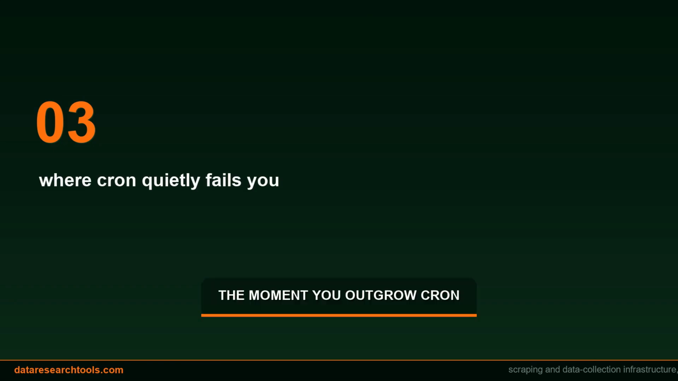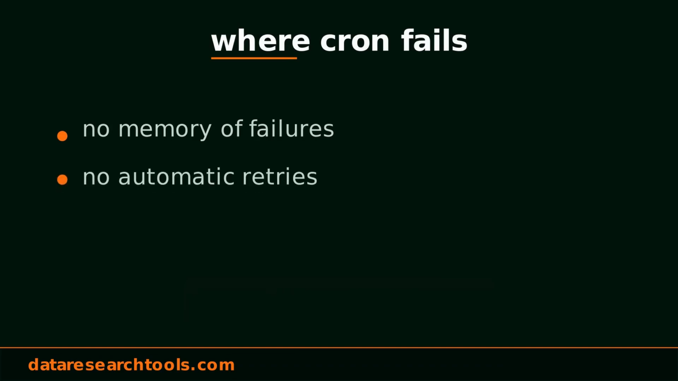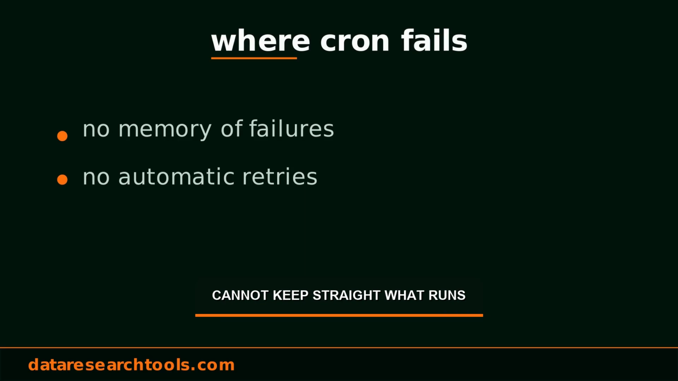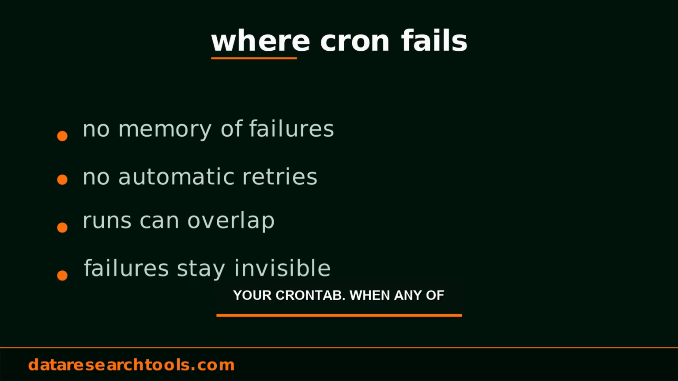The moment you outgrow Cron, here is the signal that you have outgrown it. You have steps that depend on each other, fetch then parse then load, and you want to retry just the one that broke. You need to reprocess last month because you fixed the parser. You are running more than a couple of jobs and cannot keep straight what runs when. Or a second person joined and needs to see what is happening without reading your cron tab. When any of those is true, it is time to climb a rung.